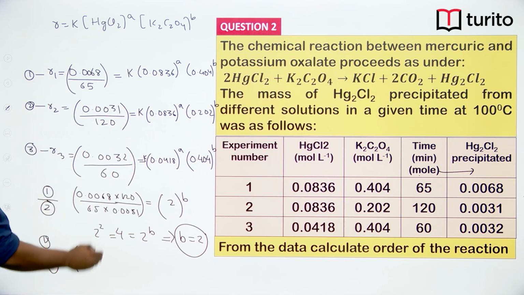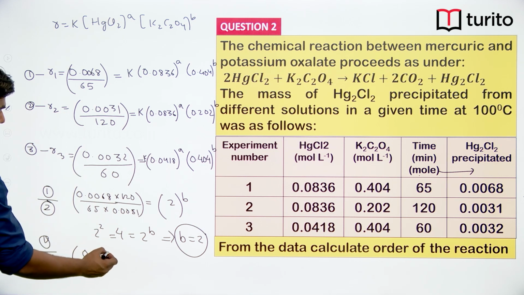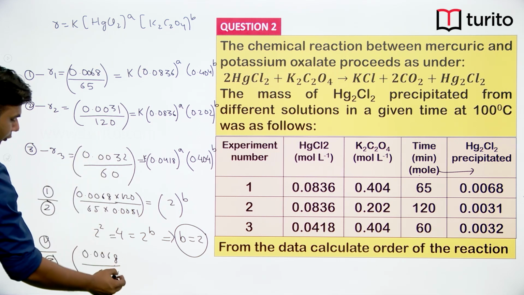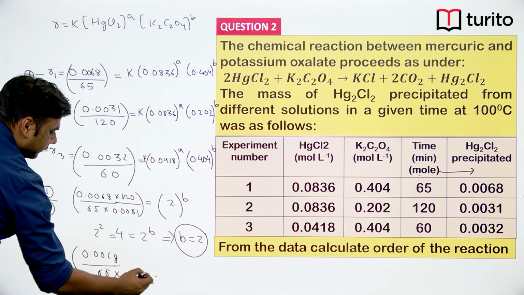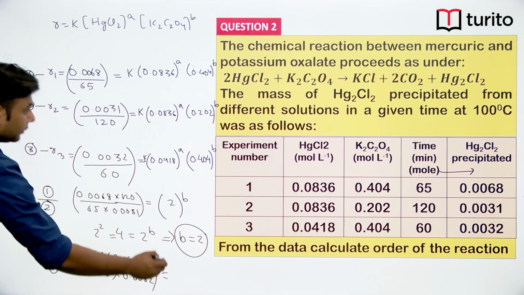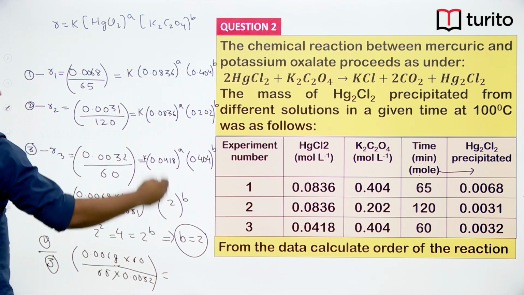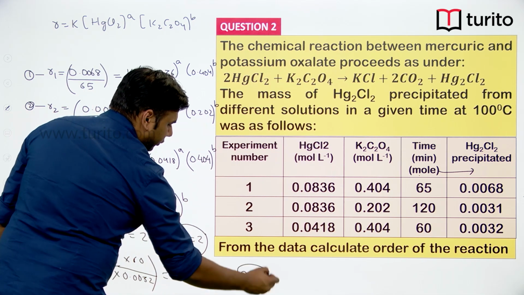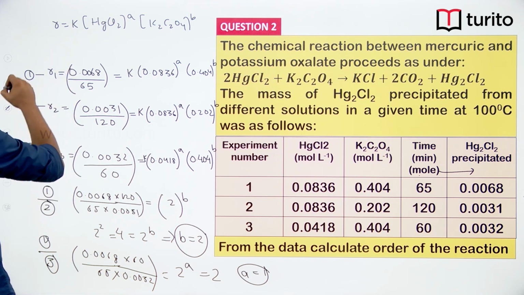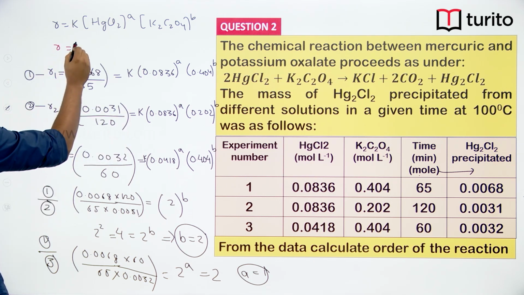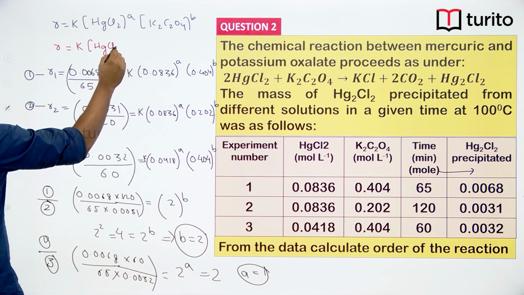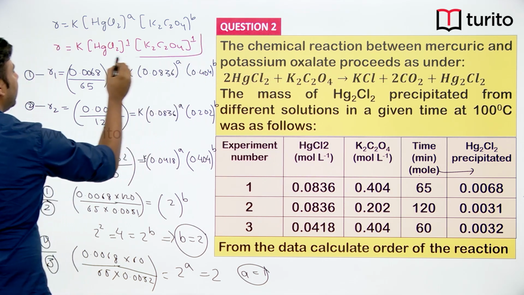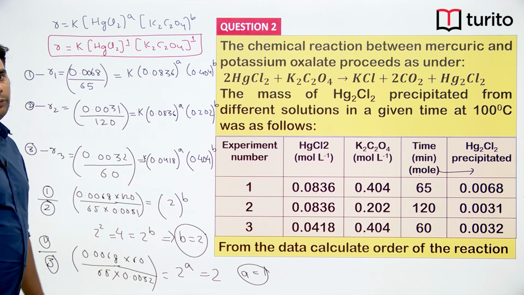So when you divide 1 and 3, we are basically getting 0.0068 divided by 65 into 0.0032 into 60. Now we know that these two terms will get cancelled out and this is basically 2 raised to power A. So when you do this, I think this will come out to be 2. So the value of A would come out to be 1. So the rate of this reaction would be K into HgCl2 raised to power 1 into concentration of K2C2O4 raised to power 1. So the overall order of this reaction would be 1.